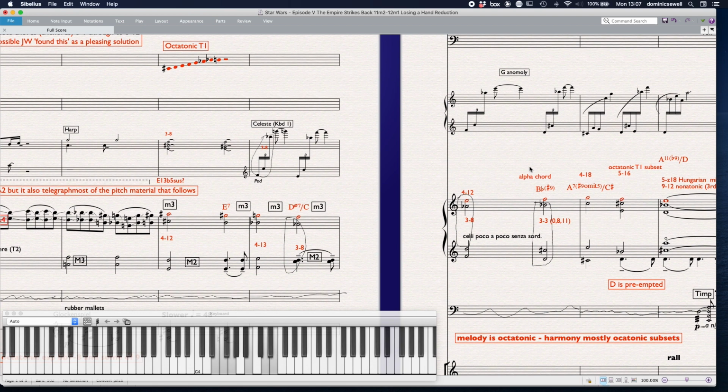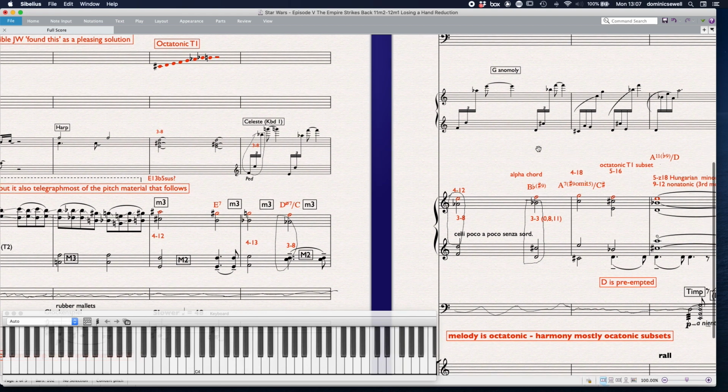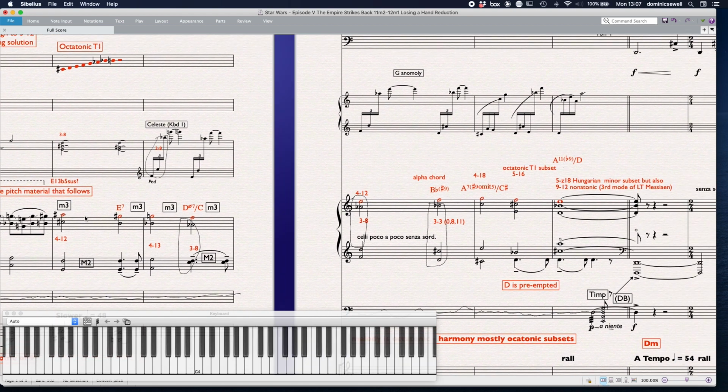Like that, E bass octatonic. And he does that quite a lot. So in other words, he uses an octatonic scale melodically, but then harmonizes it differently each time.